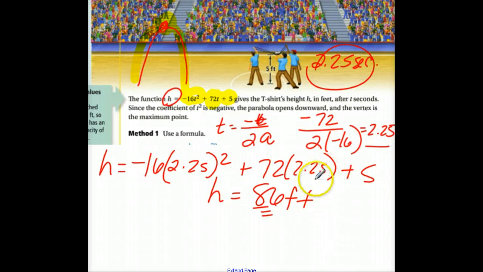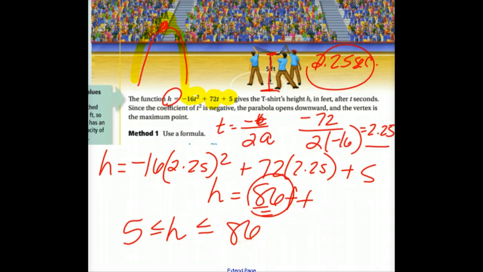Oh, the range. So the possible range for the height of this t-shirt, well, let's put it in the middle. It can't be any less than 5 because they're starting at 5 feet off the ground. It'll never reach 0. So between 5 and our highest point, which is 86, that's the possible range of values for the height of our t-shirt.